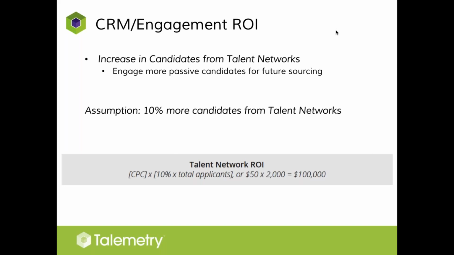To calculate that, you can take your cost per candidate and multiply it by 10% more total applicants. So you would take your existing applicants and multiply by 10%. If we had a $50 cost per candidate and we increased our candidates to 2,000 with a 10% increase, that would work out to $100,000 in additional value from additional candidates in our talent networks. Right? So we're just taking these specific capabilities and mapping them back to some core metrics that we have to create some scenarios.